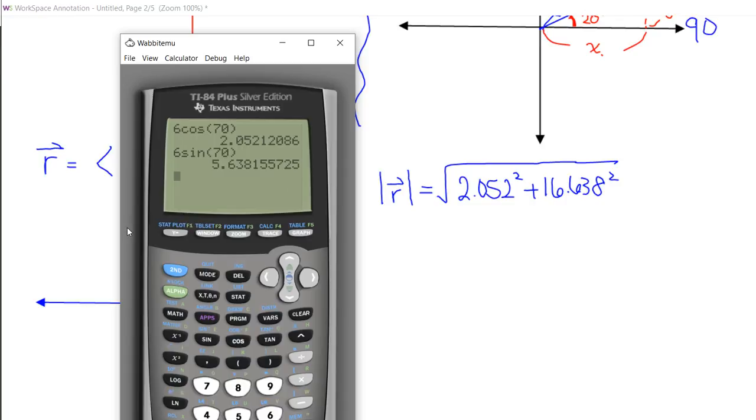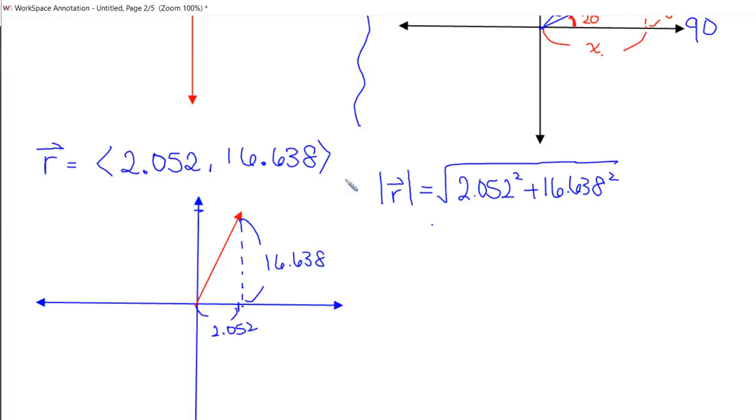So let's see what we would get for that. The square root of 2.052 squared plus 16.638 squared. I think I typed it in right. That gives me 16.764. So we're saying that vector has a distance or magnitude of 16.764.